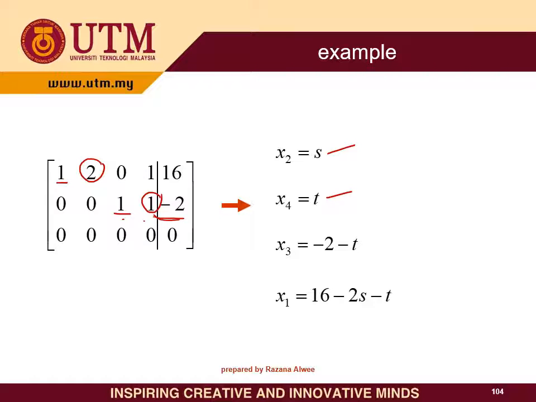We move it to here. So -2 minus t, which is the x4. For x1, to move here, we move here. So x1 equals to 16 minus 2s, because s is x2, minus t, and this is x4. So this is the equation for x1, this is the equation for x3.